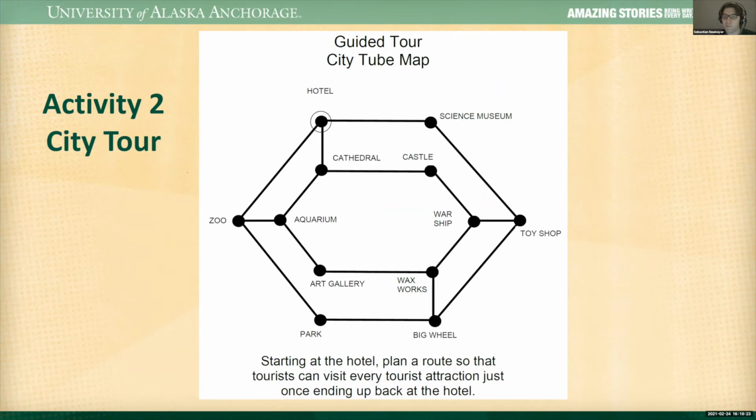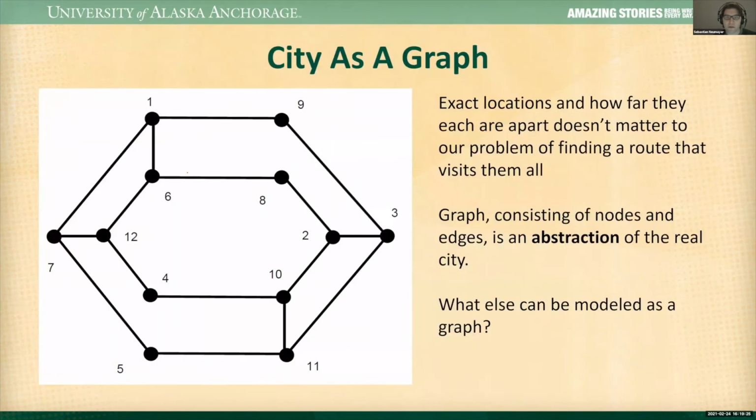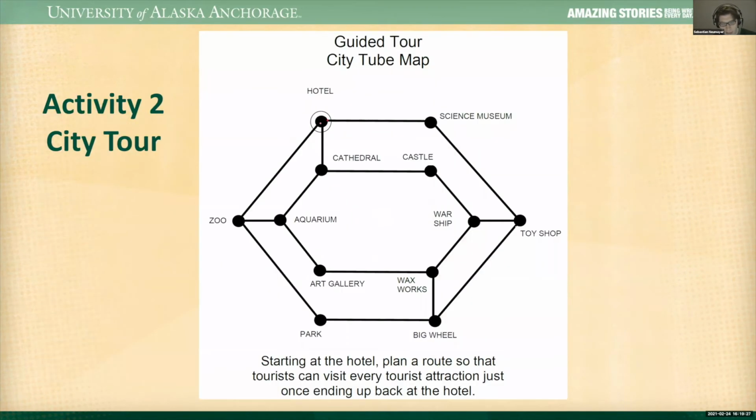So can people figure out a path that visits every single point on this graph, starting at the hotel and then ending back at the hotel? You can draw on the slide here to show it, or just type it in chat or speak up. I'll let everyone think on that for 20 seconds or so.